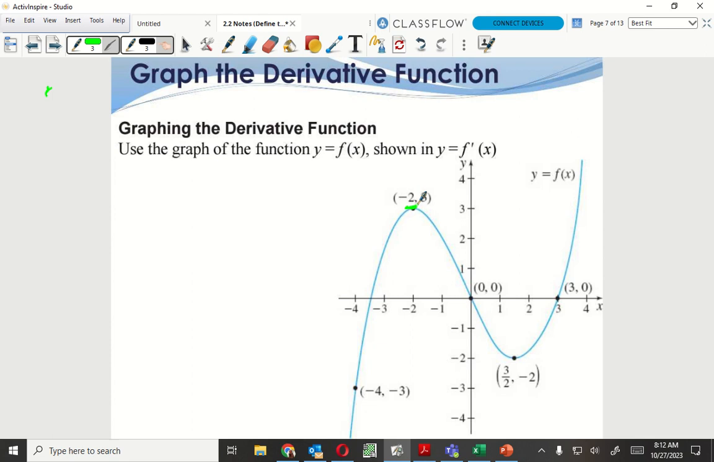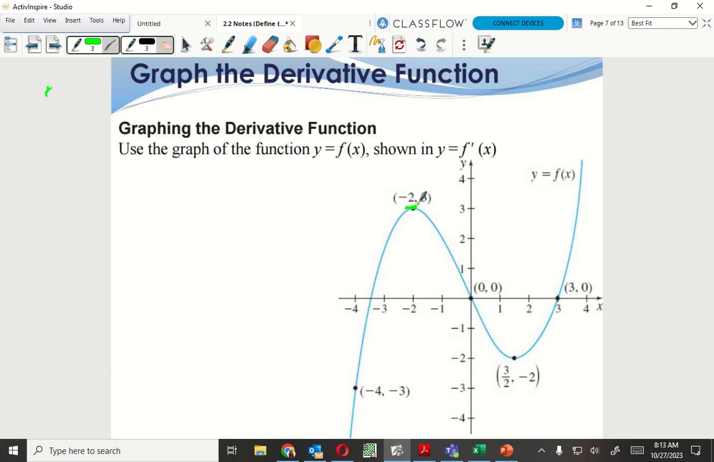Yeah, it could be a local max. It's not an actual max. Why would it not be an actual max? Because it goes on to infinity, right? Okay, so that's important. When you're looking at this, I want to look at my local min and local max. So local min, local max.